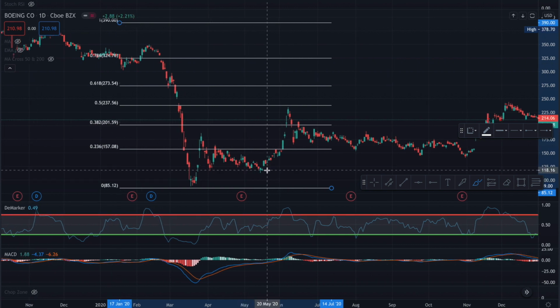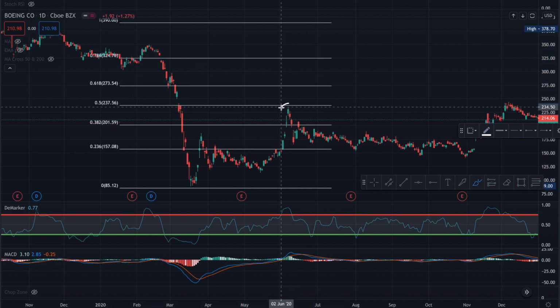On this downtrend, BA made a bounce back around the $235 area, here, and it was at the 0.5 Fibonacci retracement level. At this point we can see the MACD and DeMarker indicator showing an overbought state. So this is a great opportunity to get into a short.